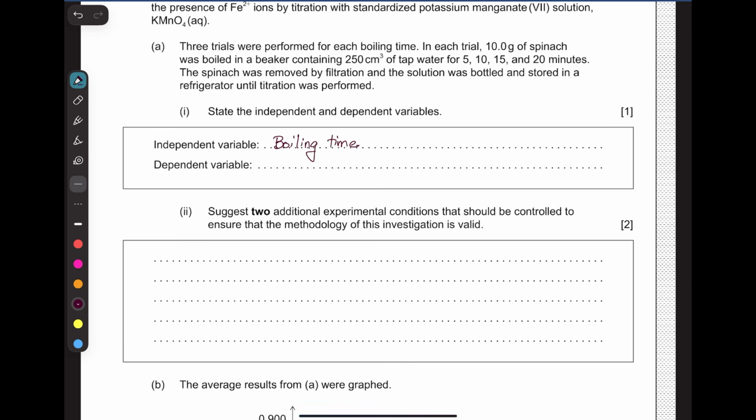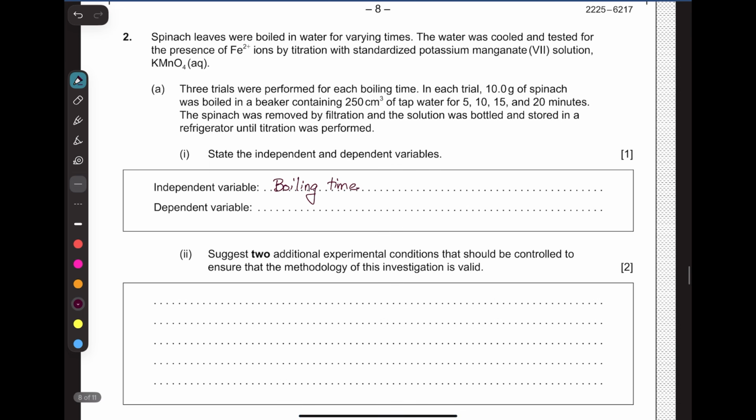Now what is the dependent variable? Basically here, by varying time, we are trying to measure the Fe2+ concentration. And this Fe2+ concentration will be measured indirectly by KMnO4. So the dependent variable will be the volume of KMnO4 required or volume of KMnO4 added. Done.